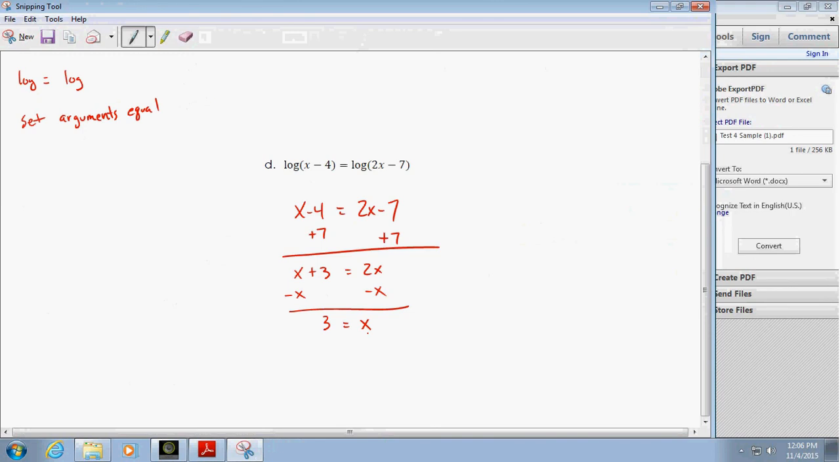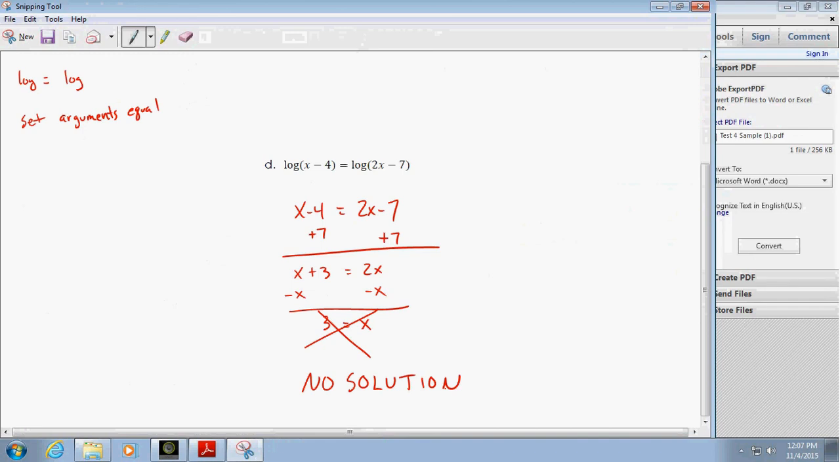Now, what's the last step? Plug it back in to make sure it doesn't make our argument negative. So if I plug in 3, 3 minus 4 is negative 1. What? Oh, I guarantee you somebody's going to miss that one. Okay. Granted, I'll give most of you credit for getting the work done right, but you still get points counted off for not recognizing that the solution wasn't valid.